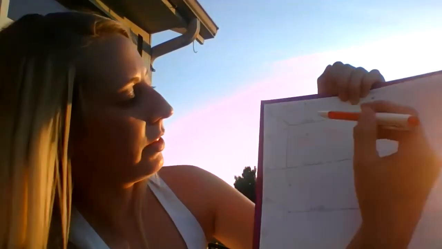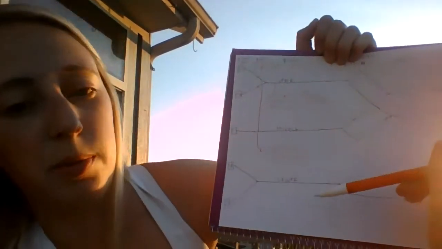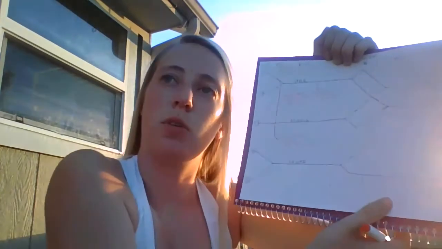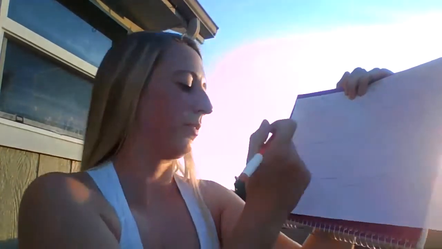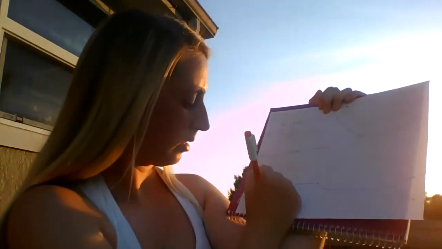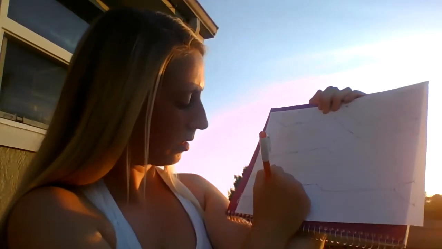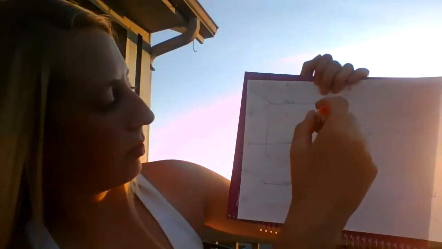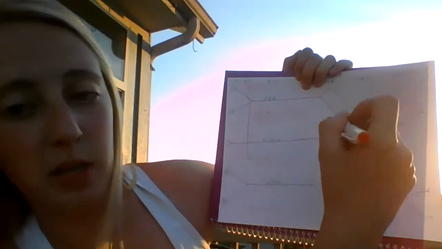So then all of the nerves in front of this dotted line are above the clavicle. And so they're considered supraclavicular nerves. While all the nerves below this dotted line would be referred to as infraclavicular nerves.